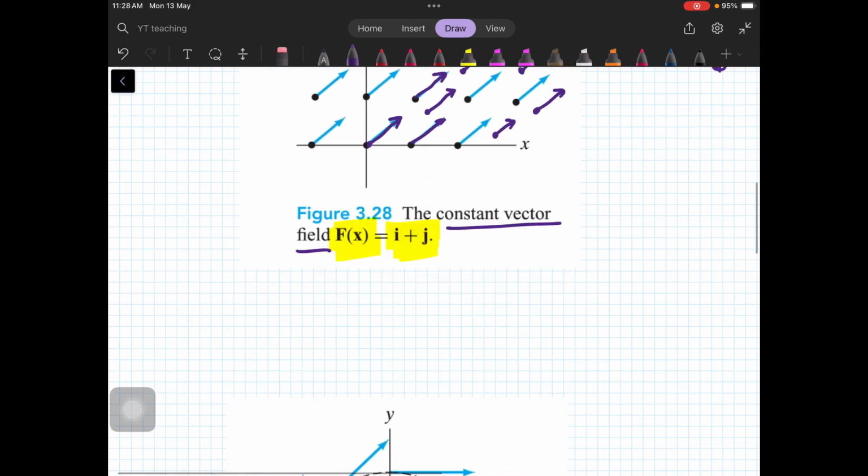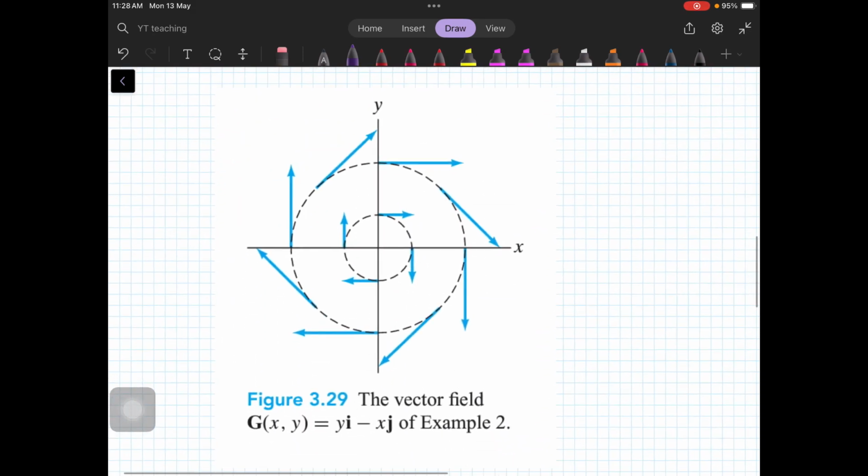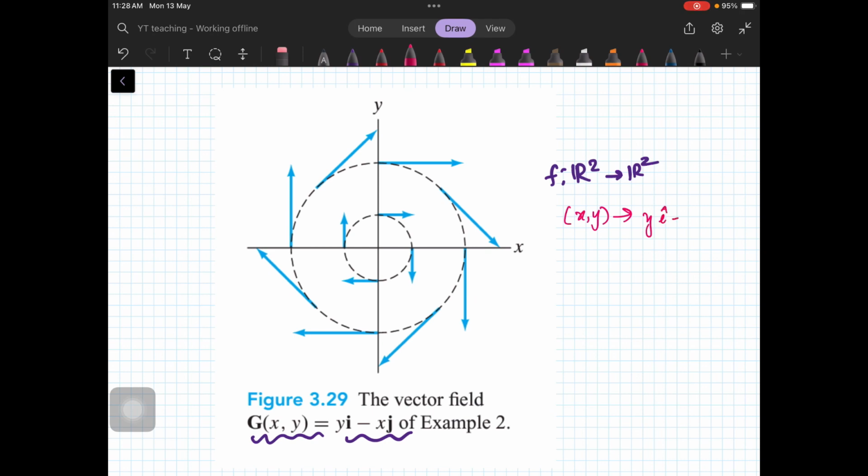Okay, so let us look at another one. Look at this one. Here again from R2 to R2 we are going. Our field is from R2 to R2. But this time we don't have a constant vector field. So what we are doing here is you have x comma y and then you are going to y i cap minus x j cap, right? So for example, if I am at this point, x is 1, y is 0. So I am going to 0 i cap minus 1 j cap. So I am going to minus j cap.